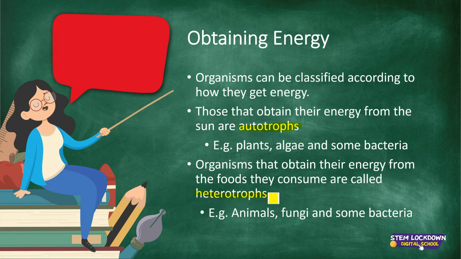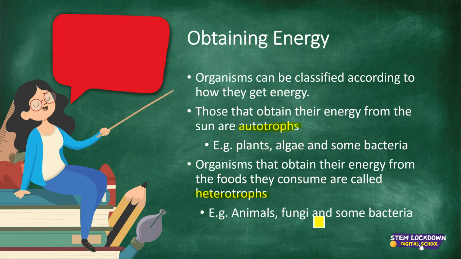Guys, another important thing is definitions, all right? Terminology. You should know these: a definition of an autotroph, a definition of a heterotroph. So an example of heterotrophs is animals, fungi, and some bacteria.